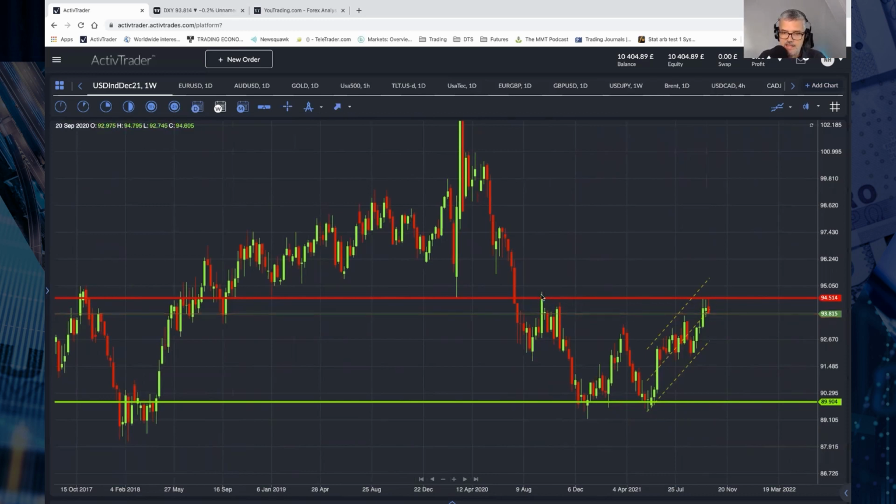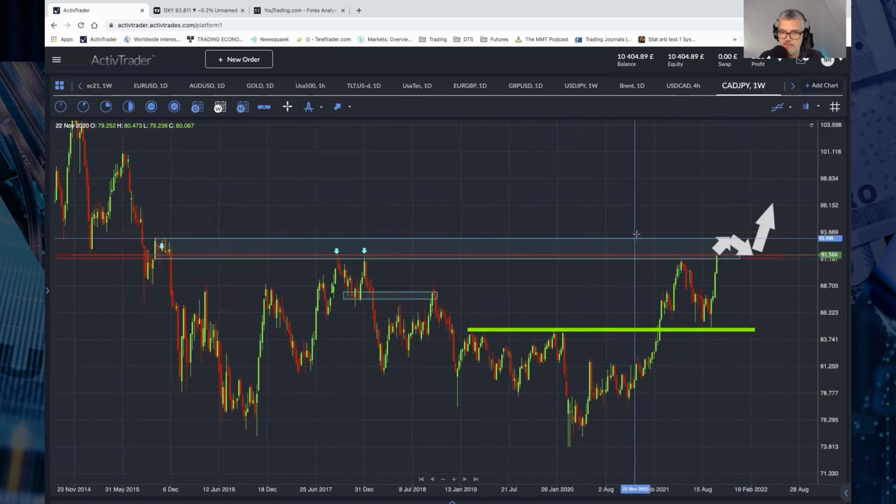So this is key. This swing high here on the dollar index from September 2020, if we get above that, then this whole thing that I'm talking about on the CAD yen happens on the dollar index, and then maybe this doesn't happen. So CAD yen for me is we get above this swing high, which I think we will because we've got momentum from the Canadian dollar and depreciation of the yen. Break up, pull back, and then continue higher.